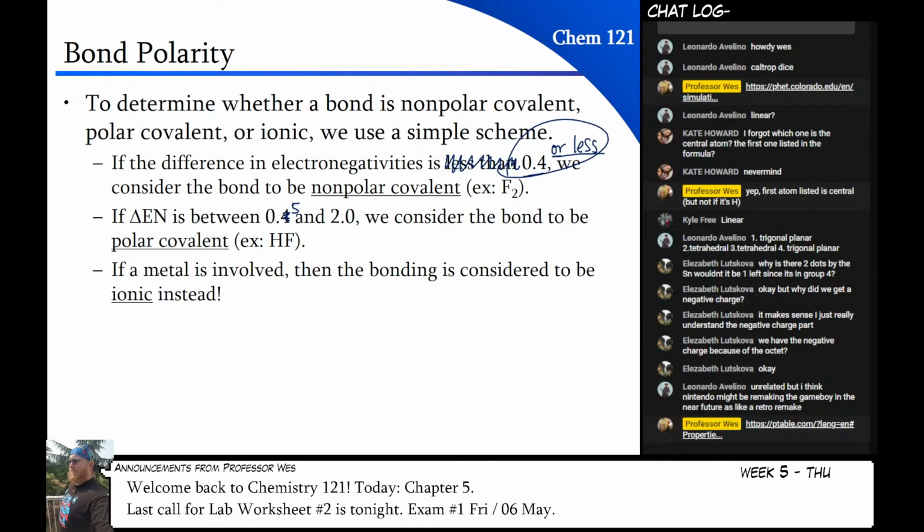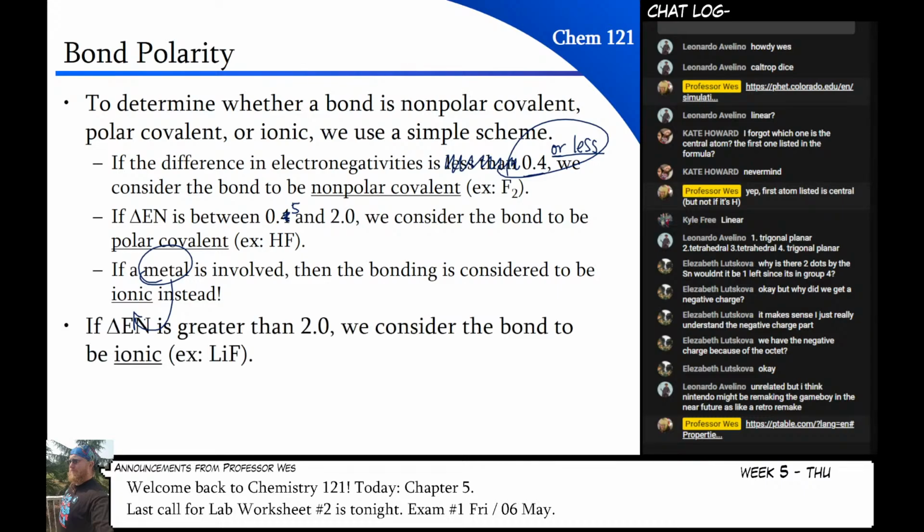Now, if we have a metal involved, your textbook wants to call this ionic. This is sort of a generalization, but we're going to use it for this class. If you have a metal involved in your bond, treat it as ionic. That will be good enough for our purposes. Finally, if you get an electronegativity difference between your two atoms that is greater than 2, we're going to call it ionic.